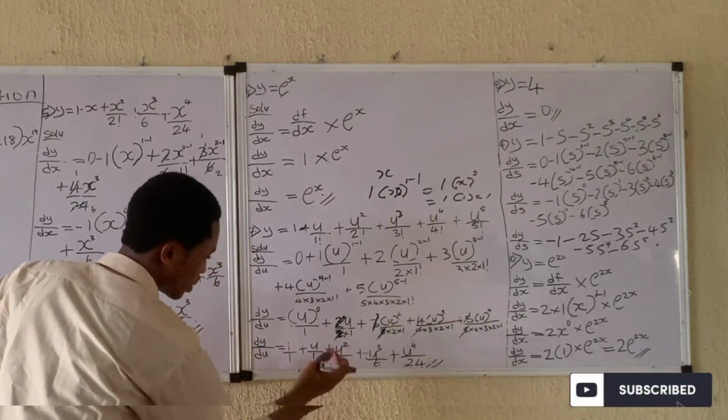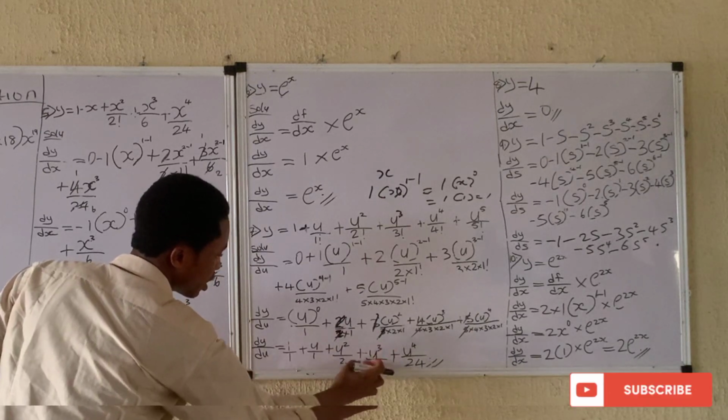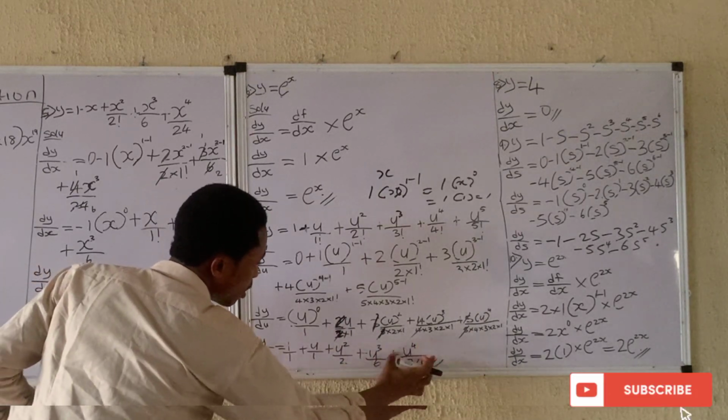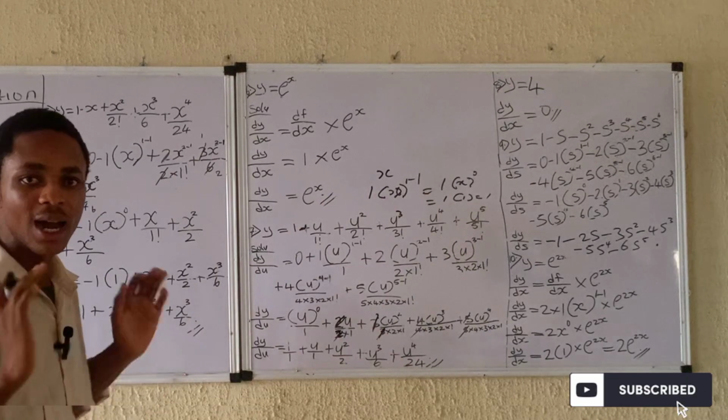Plus, repeat this one, u squared all over 2, plus u raised to the power 3 all over 6, plus u raised to the power 4 all over 24. That is the final answer.